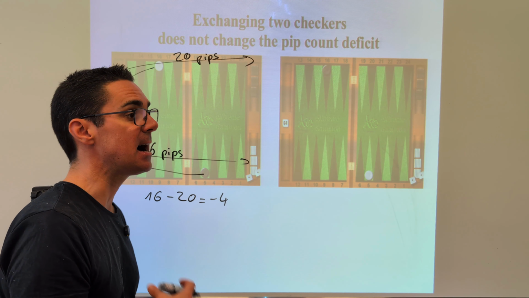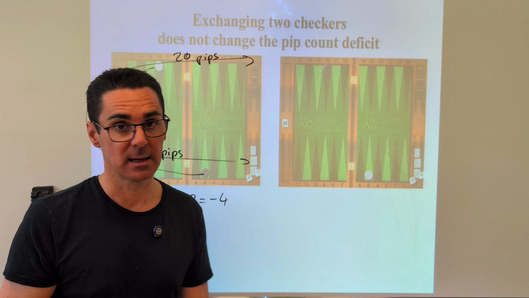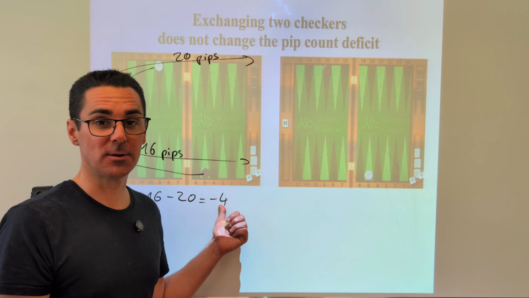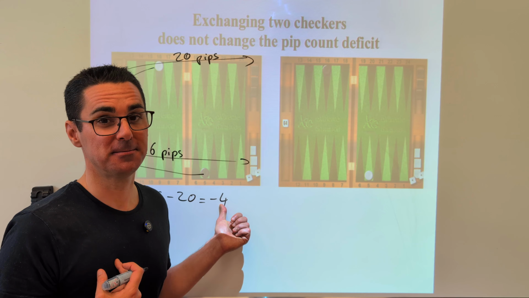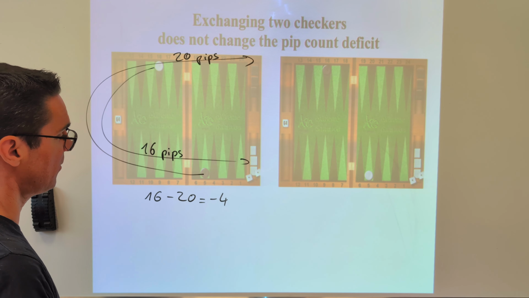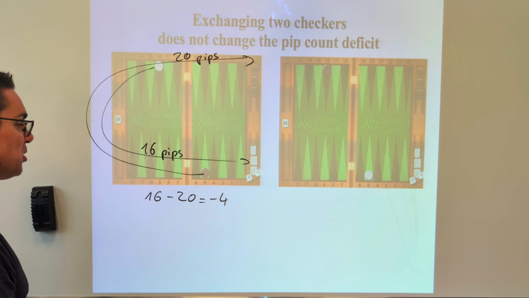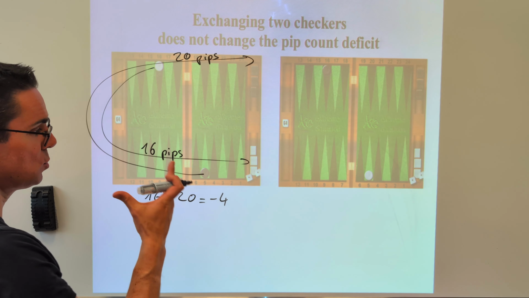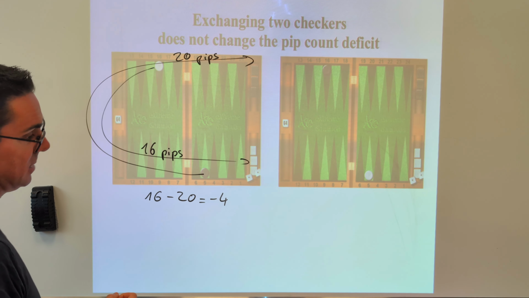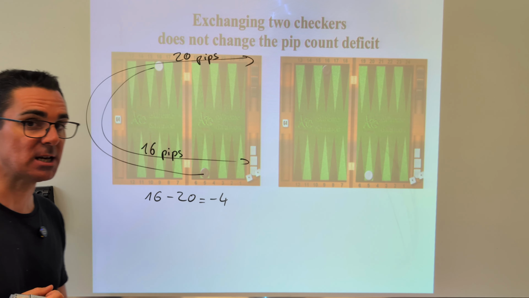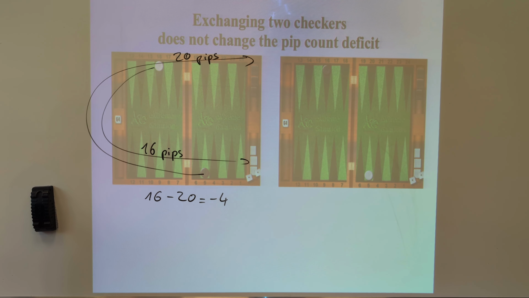So you are in advance of 4 pips. When it's a negative number, it's positive for you. You're in advance of 4 pips. But what I want to look at now is what happens when you exchange those two checkers.